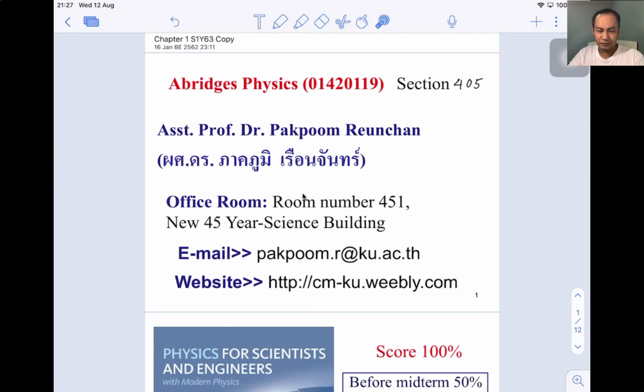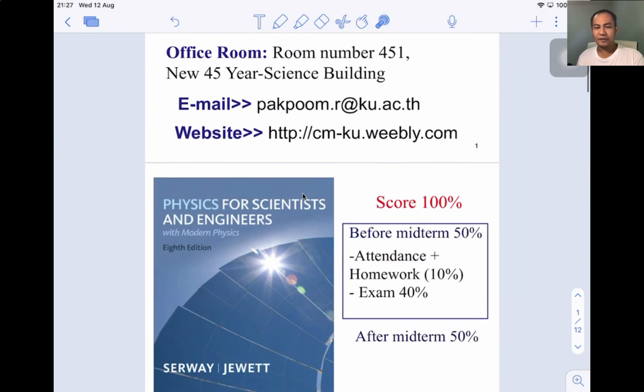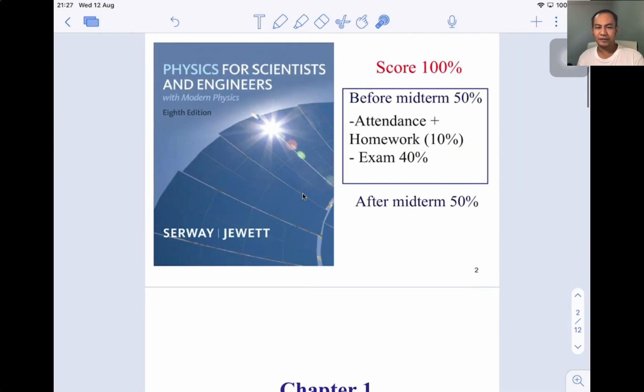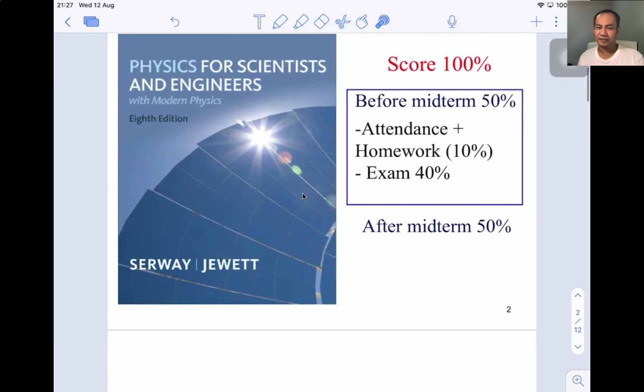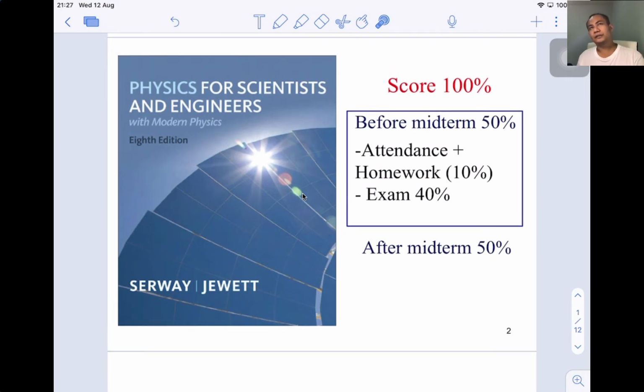Okay, for today I will introduce how to learn the physics in my part. The book I use is Physics for Scientists and Engineers by Serway and Jewett, and of course I will use other textbooks, for example Halliday, and some of the standard textbooks that you can download for free. There is one, I will post it later.